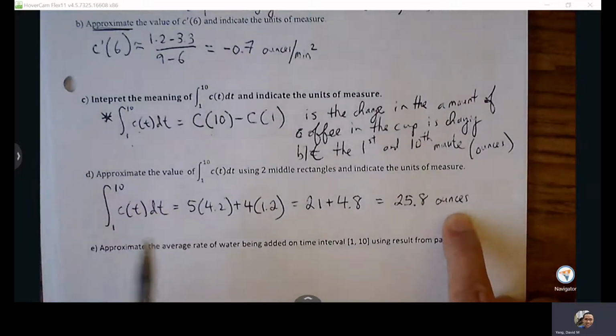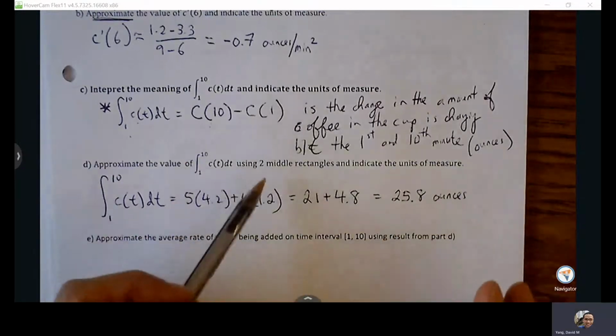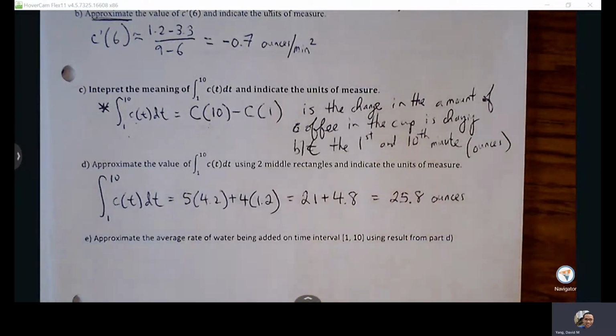All right, notice our units changed as well. So what that 25.8 tells us is that roughly, okay, this is just an approximation, but roughly 25 ounces of water got added, or coffee got added to the cup between the 1st and 10th minute. Okay, that's what this is telling us.